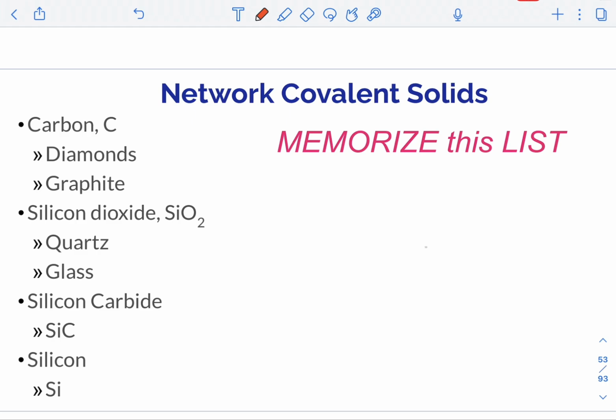The list of network covalent solids that you should memorize are carbon, silicon dioxide, silicon carbide, and silicon itself. So it's pretty easy to remember. And then carbon will be broken up into diamonds and graphite. And then silicon dioxide is quartz and glass. So pretty easy to remember and definitely important to remember.